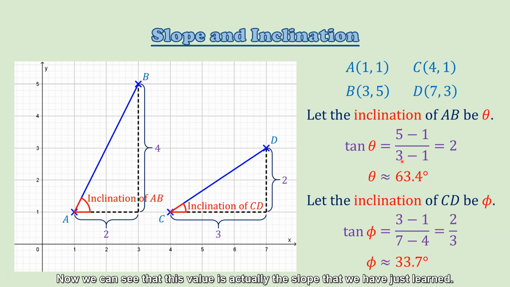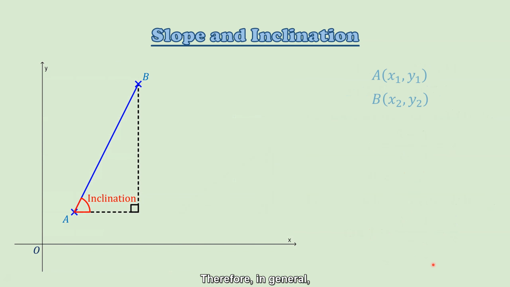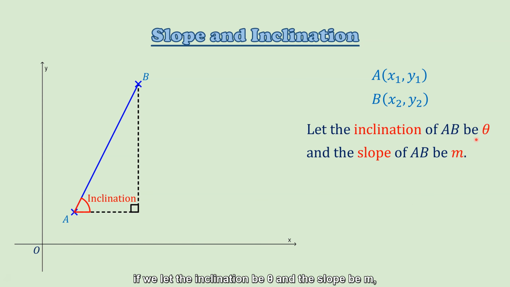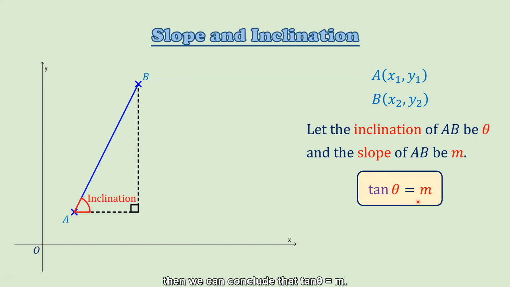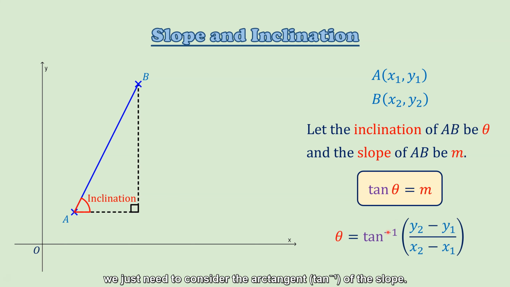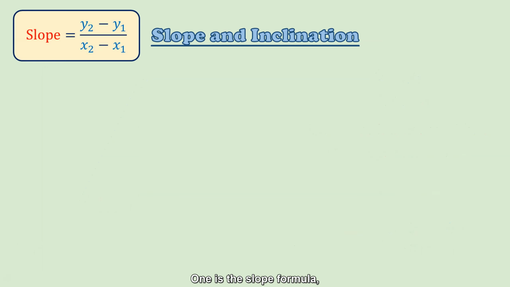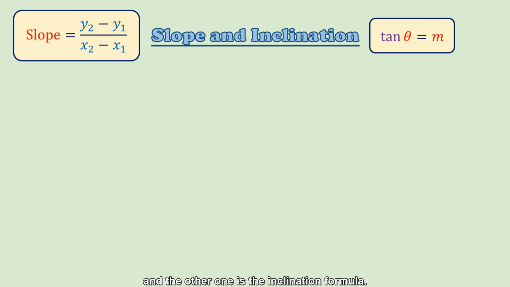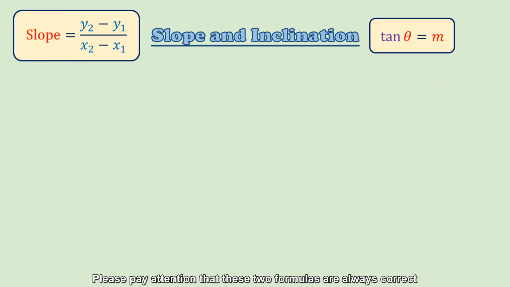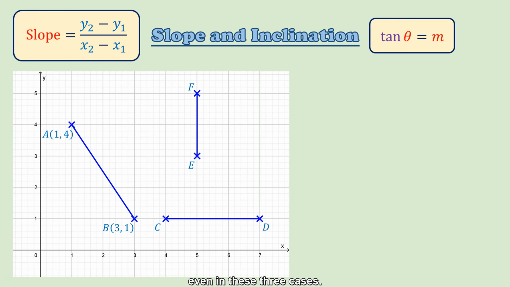Now we can see that this value is actually the slope that we have just learned. Therefore, in general, if we let the inclination be theta and the slope be m, then we can conclude that tangent theta is equal to m. Therefore, to calculate the inclination, we just need to consider the arctangent of the slope. Now we have two formulas. One is the slope formula and the other one is the inclination formula. Please pay attention that these two formulas are always correct, even in these three cases.